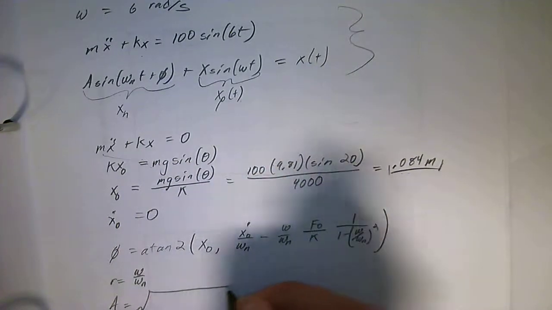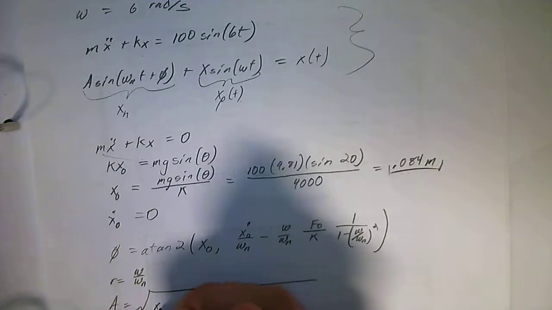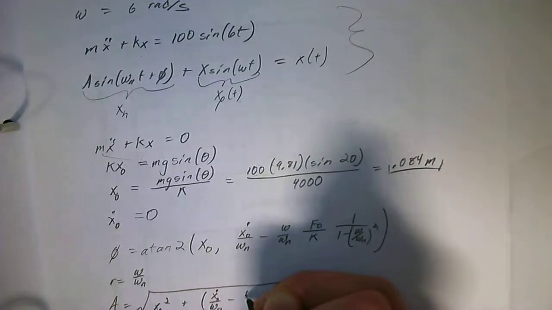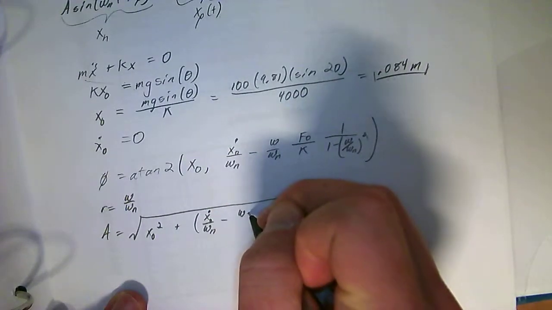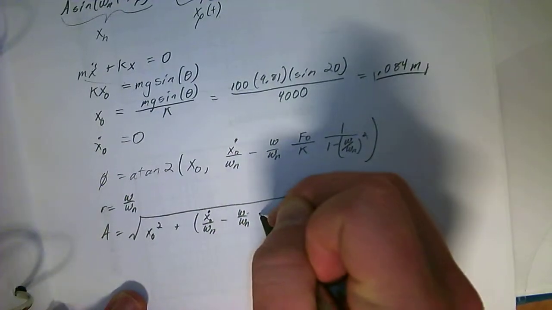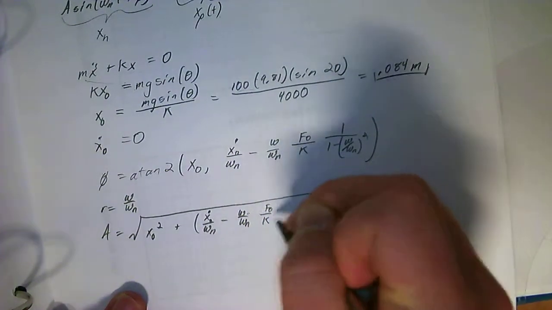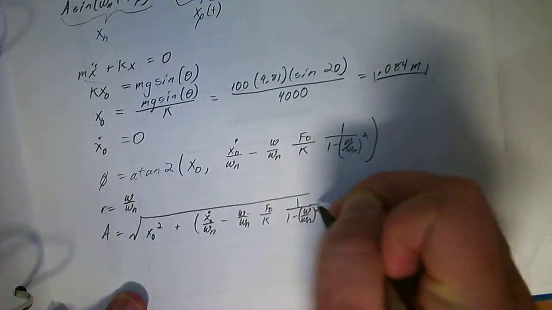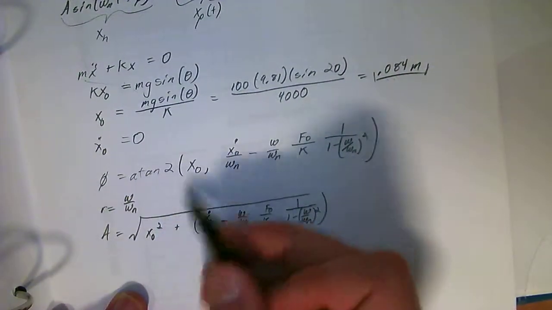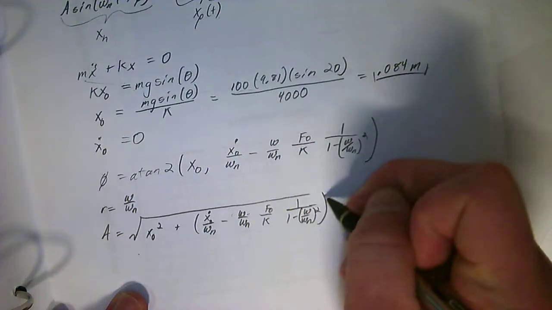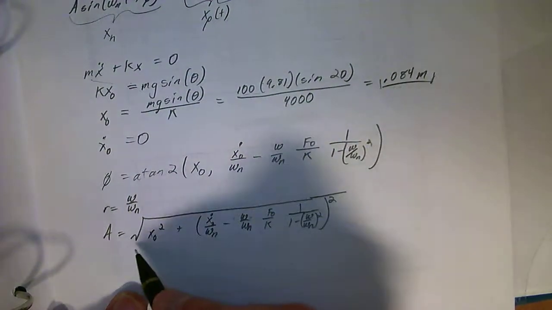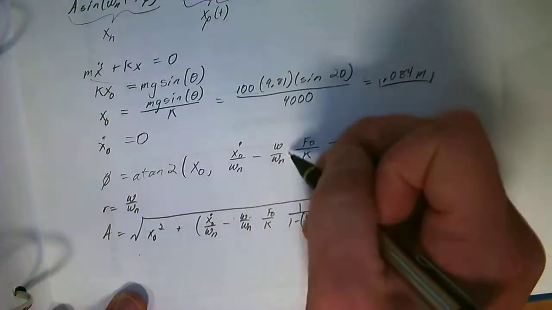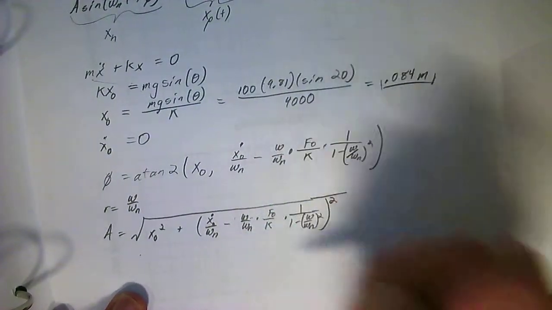And then A is equal to the square root of x naught squared plus x naught dot all over omega n, minus omega over omega n, F naught over k of 1 over 1 minus omega over omega n squared. And as you can see, these are the same values being used in both of these. So x naught is stuck in here, this is stuck in here, this is actually squared, sorry, because this is Pythagoras' theorem basically. And if you watch one of my earlier videos, I explained this a couple of times. And then these are all multiplied.